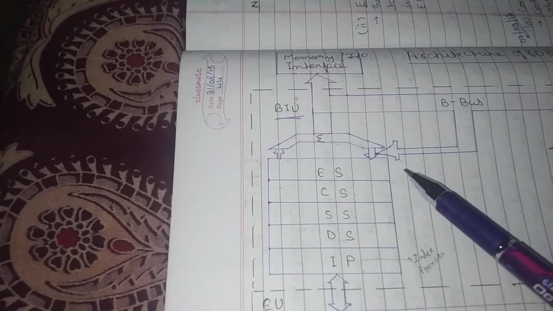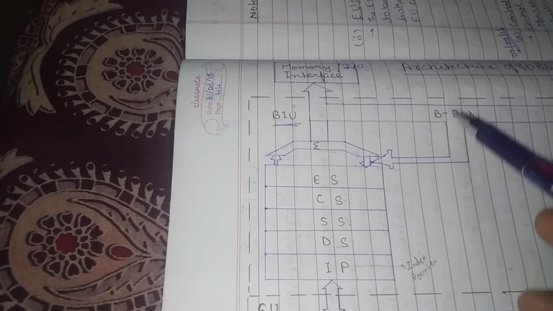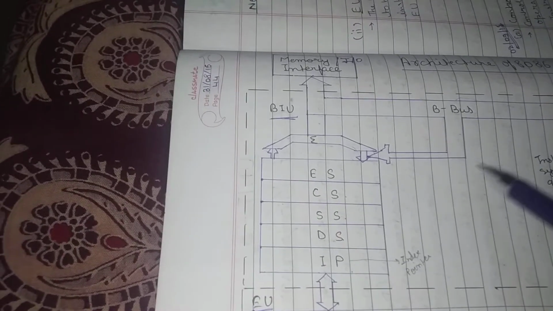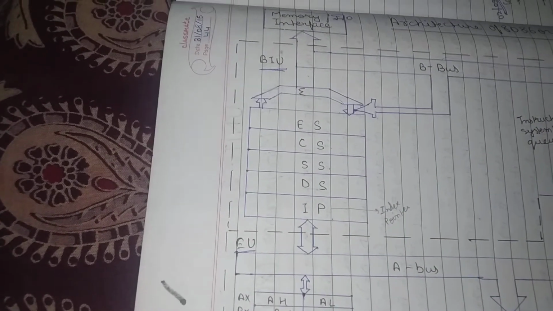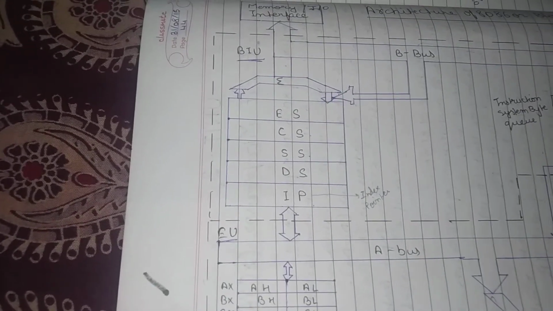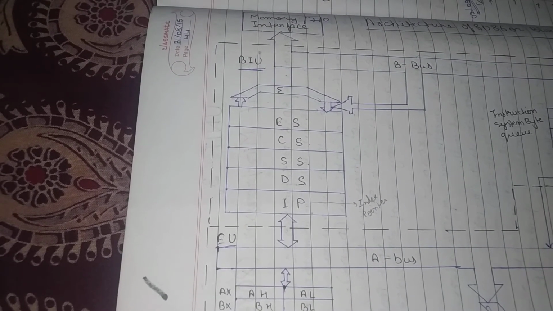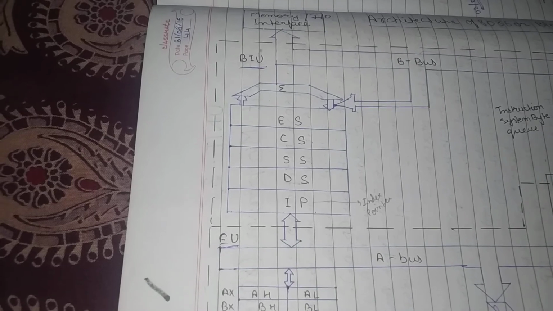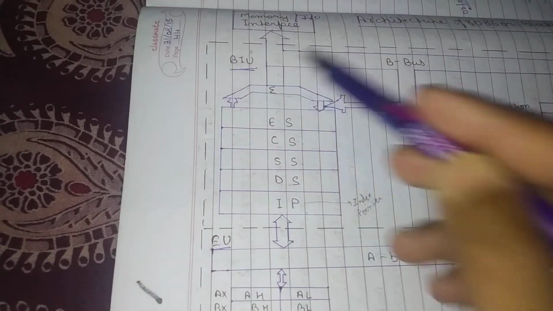It takes input from this set of registers and from these buses, where the data is taken from the execution unit. So it requires two inputs: one is the segment address and another is the offset address. So by the expression 10 into segment address plus offset address, we can calculate the physical address of the device. This process takes place in this block.